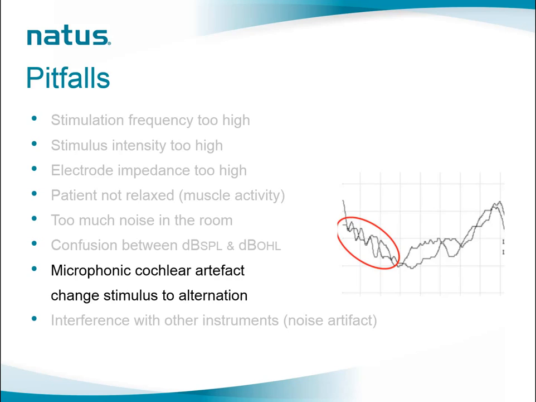What you can also experience is ringing of the waveform at the beginning of your recording, such as is shown on the picture on the right side of the screen. This is called the microphonic cochlear artifact. This is absolutely normal. It can appear mostly when you use rarefaction or condensation as a stimulus. If you want to get rid of this, just change your stimulus to alternation mode. In that case, the ringing will be one time up, one time down, and when we average, it will just cancel.